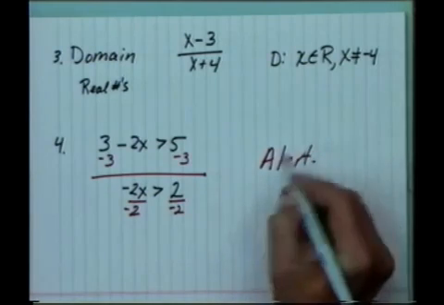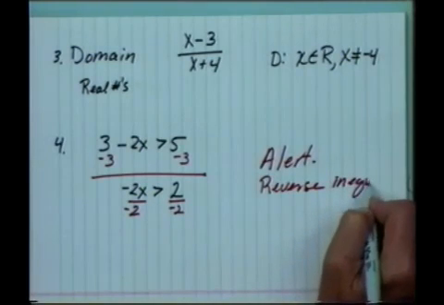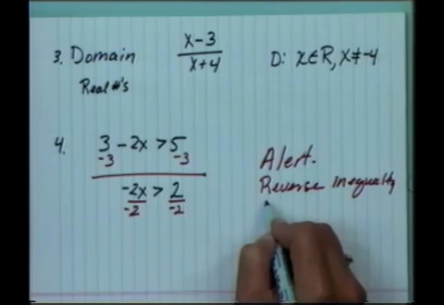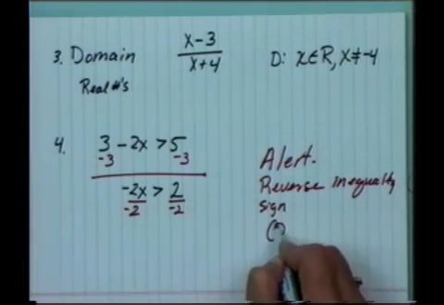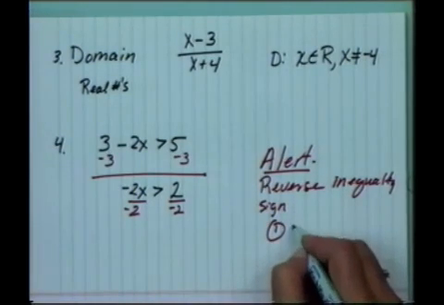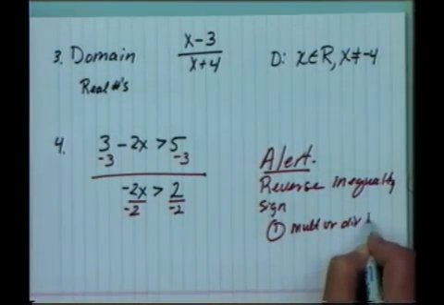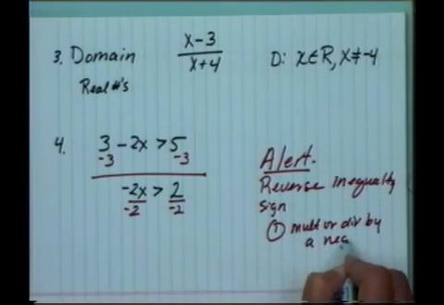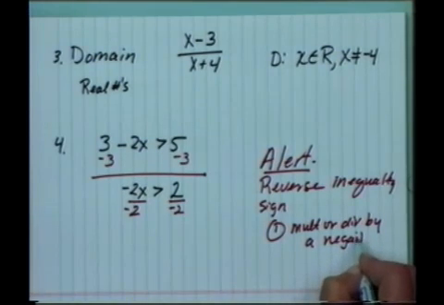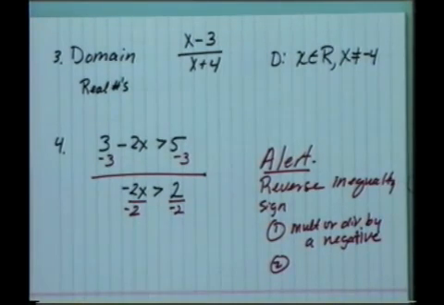Alert. We reverse the inequality sign in 2 situations. We reverse the inequality sign when we multiply or divide by a negative. And what's the other time? When else do you reverse your inequality sign?